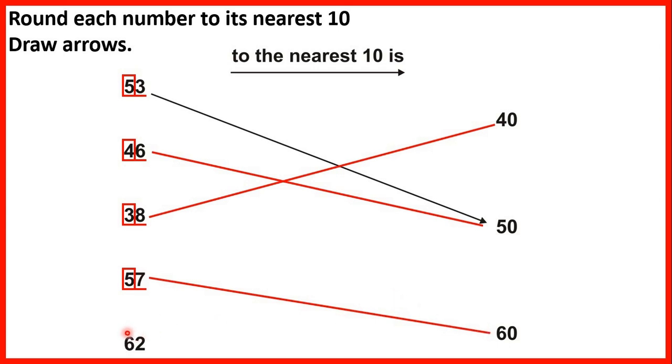And finally, we have 62. If the ones digit is 4 or less, we round down, and when we round down, our tens digit stays the same. So this 6 will stay a 6, meaning that 62 rounds to 60 as well.